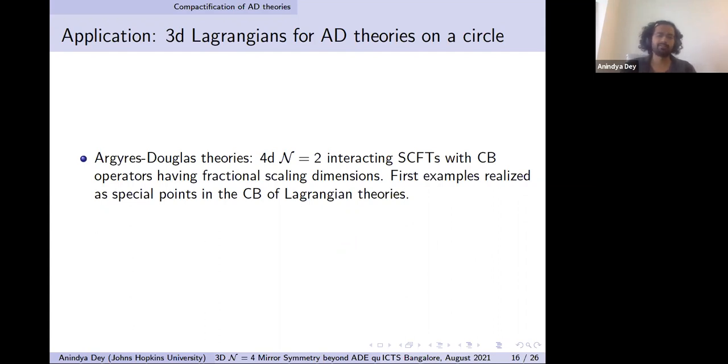Argyres-Douglas theory is a generic name for 4D N=2 interacting SCFTs with Coulomb branch operators having fractional scaling dimensions. Now, the first examples of this kind were realized at special points in the Coulomb branch of Lagrangian theories, where electric particles and magnetic BPS particles simultaneously became light.